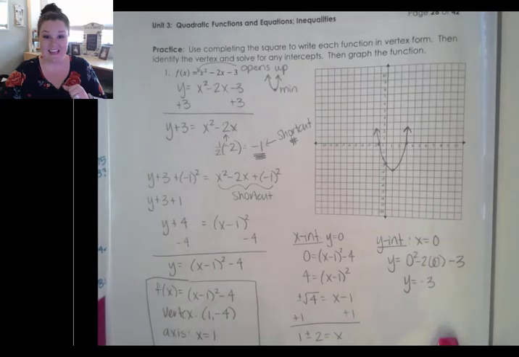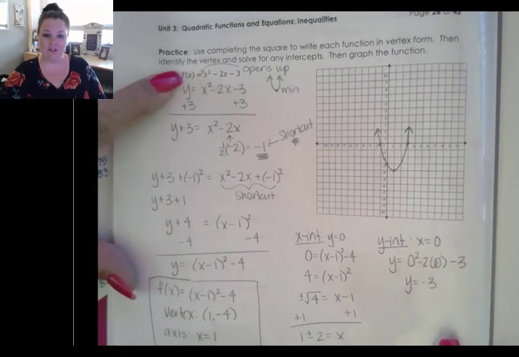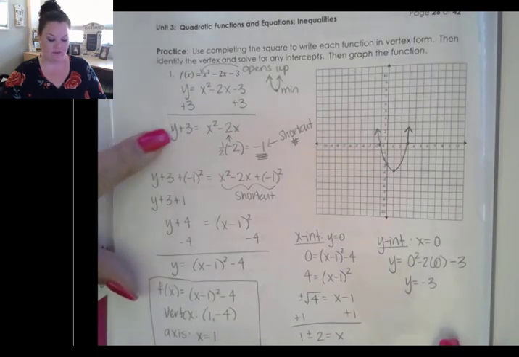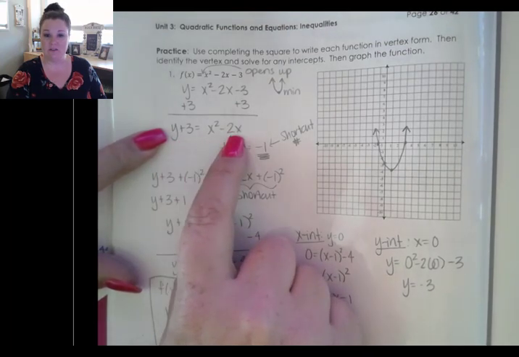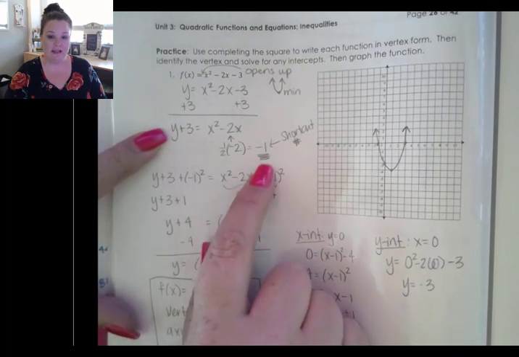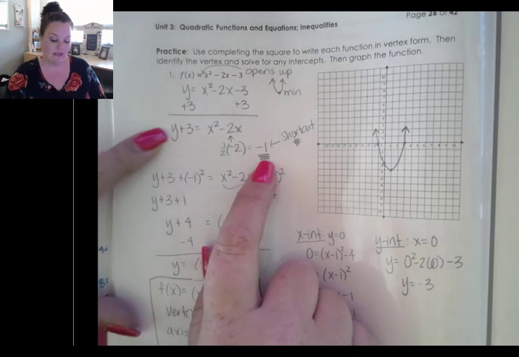Okay, so let's go ahead and see how you did on the first one. We want to take it out of function notation, write it with a y, and then move our constant over to the other side. So you should have y plus 3 equals x squared minus 2x. Then from here, we take half the middle term, and that gives us our negative 1 that we're going to use for our shortcut, right? That's our shortcut number.